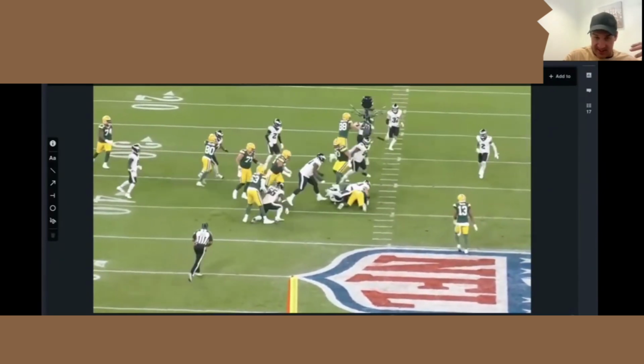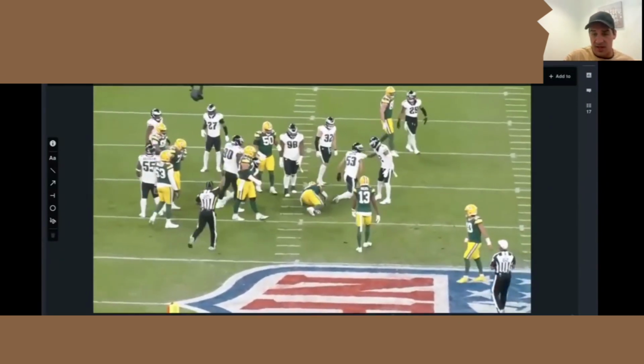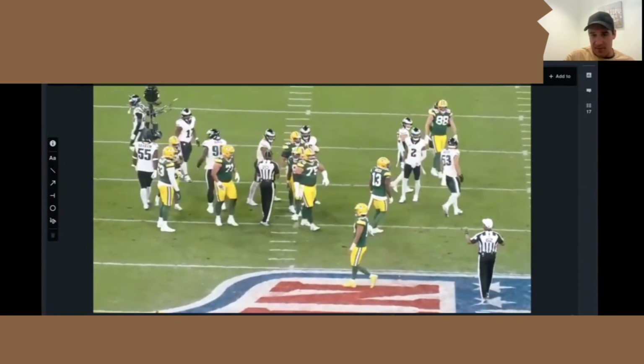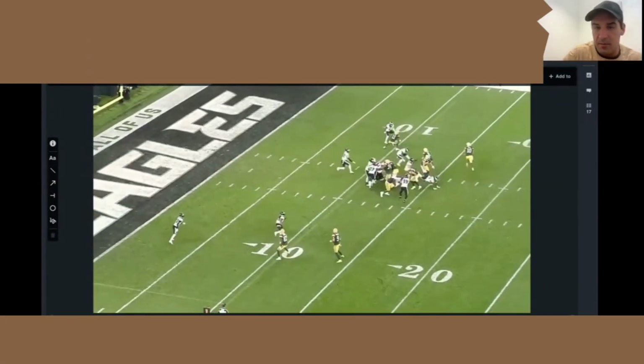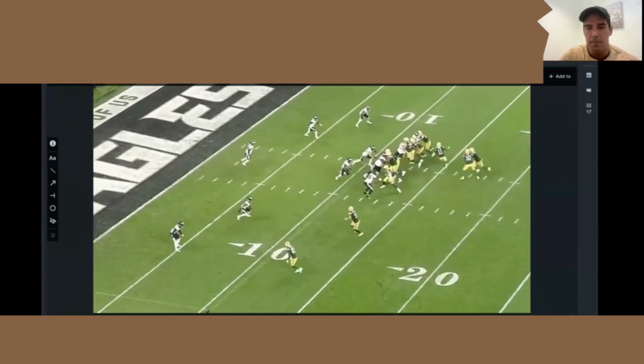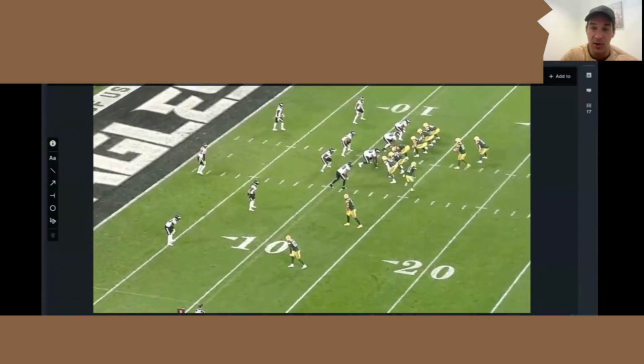Nakobe Dean's got a little tougher job, but his job is to stay in the B. He probably needs to get downhill a little more here, honestly. But that's pretty simple. I mean, to me, that's as easy as it gets. Eight-man box, one back. Just line up in your gap and go.